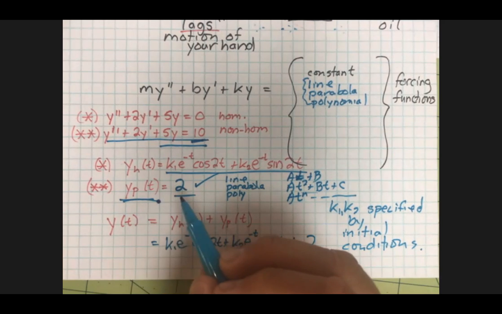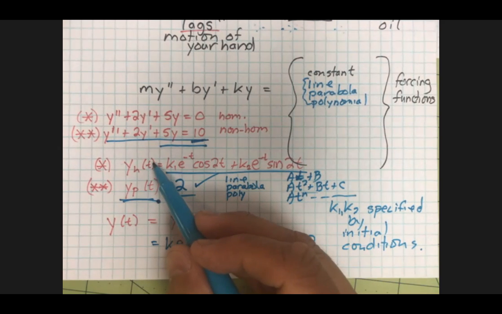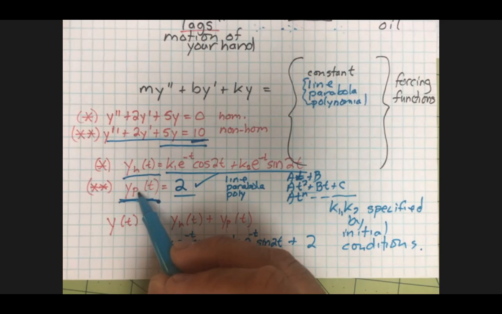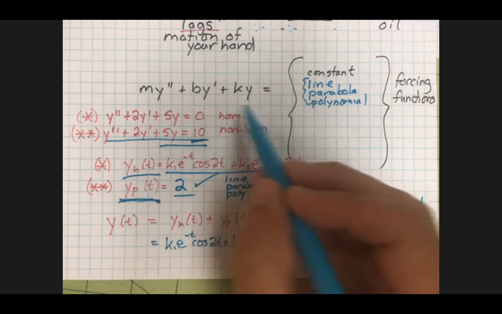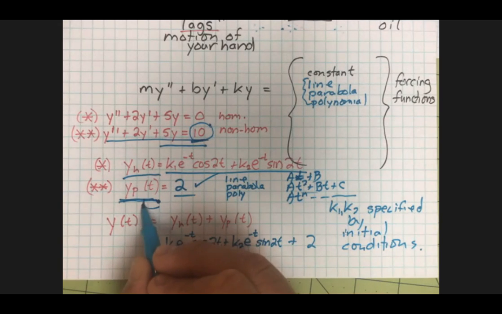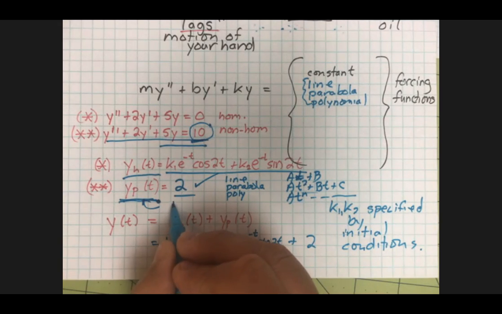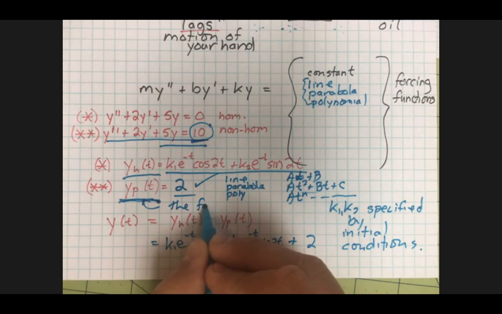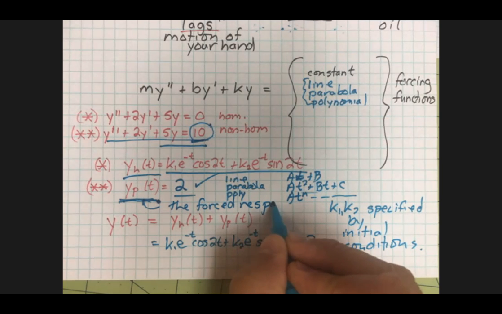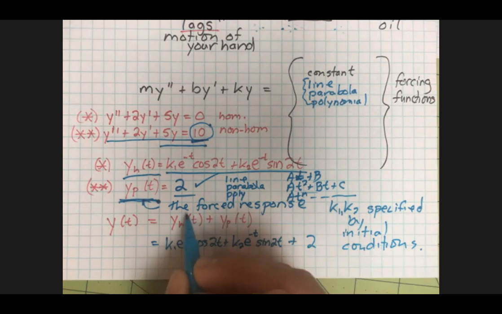By the way, I give you some vocabulary here, which we might emphasize next time a little harder. The particular solution is what? It is the response to the forcing of 10. So some people call the particular solution the forced response. It is the forced response of the system, the system's response when you forced it.